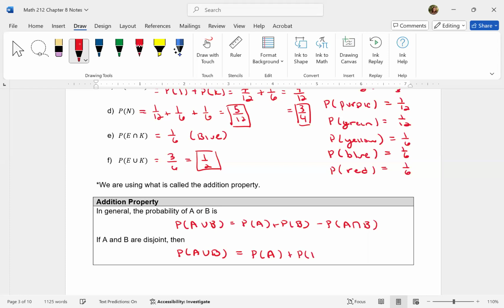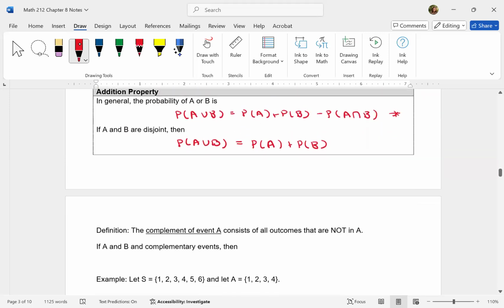So the only one where technically the in general property would have been used is part F here. But it happened to be that K, everything that was K, was just one item only, blue only qualified for K. And that happened to be one of the elements that were already contained in the event E. So it kind of made it so we didn't really need to think about this formula here, but we could have if we had needed to.